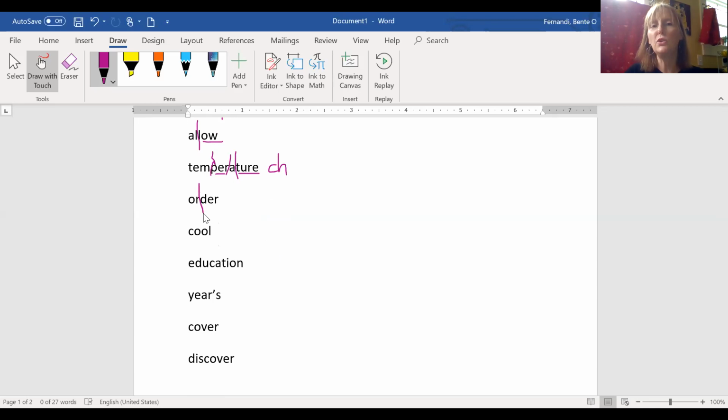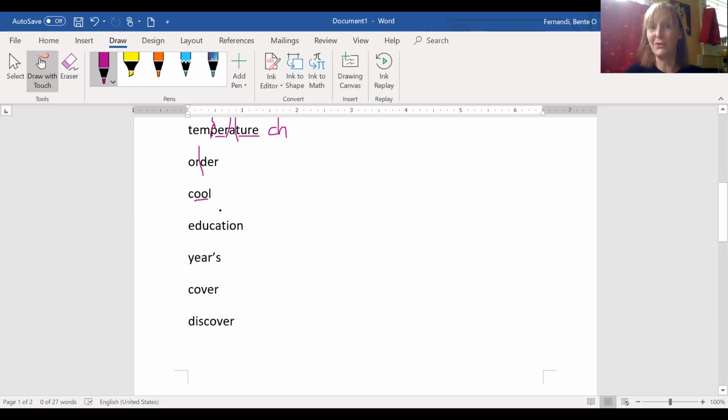Our next word is order. So we have two R-controlled vowels. We have or and we have order. Cool is the double O sound, oo. And then education, which we'll also talk about later, education. Ooh, we see the shun at the end of the word, and we hear that quite clearly, the shun sound versus the jun sound, T-I-O-N. Remember this from last week.